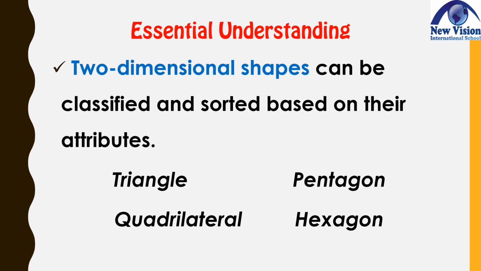Two-dimensional shapes can be classified and sorted based on their attributes. Triangle, it has 3 sides and 3 vertices. Quadrilateral, it has 4 sides and 4 vertices. Pentagon, it has 5 sides and 5 vertices. And hexagon, it has 6 sides and 6 vertices.